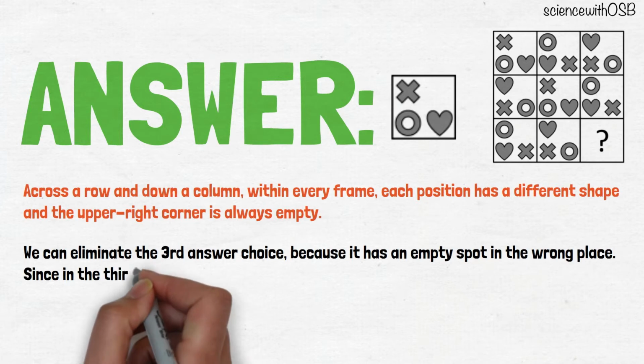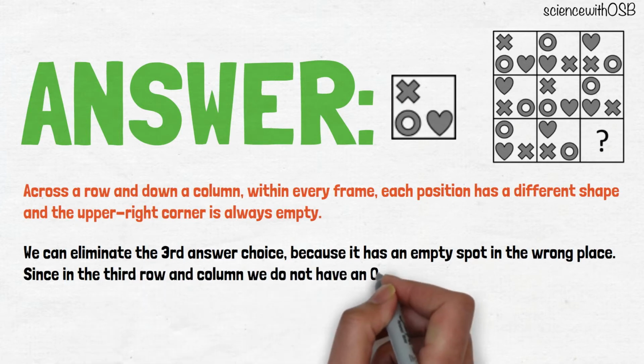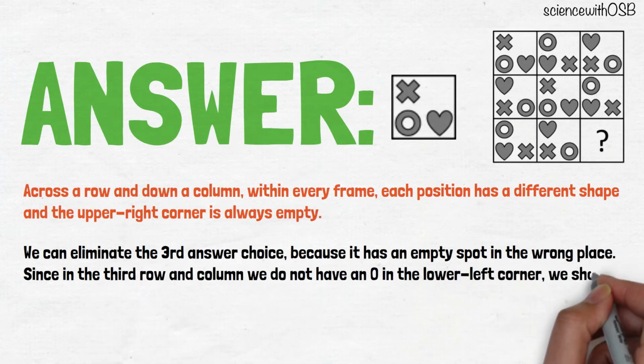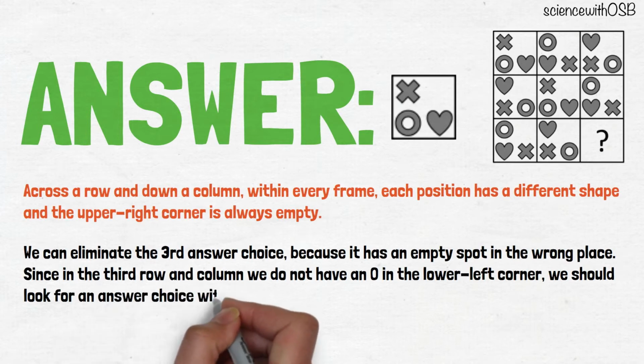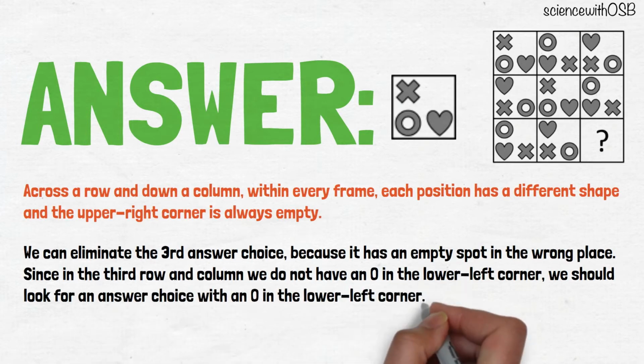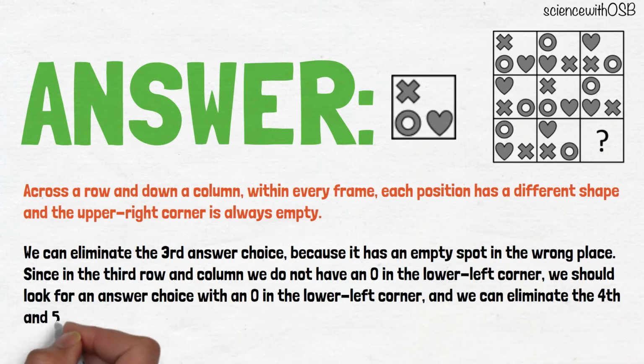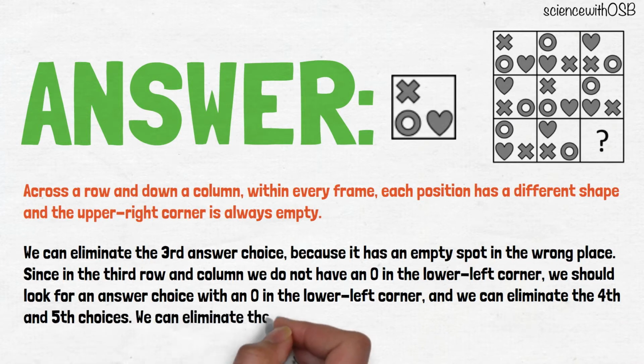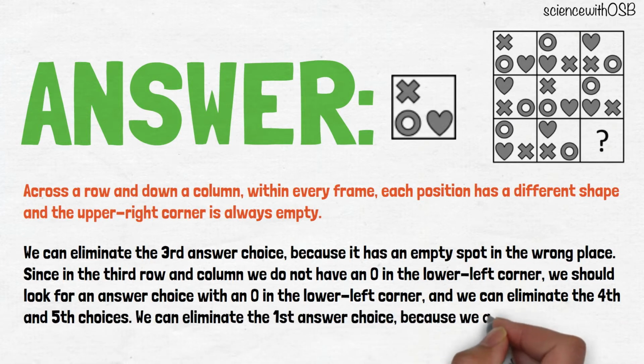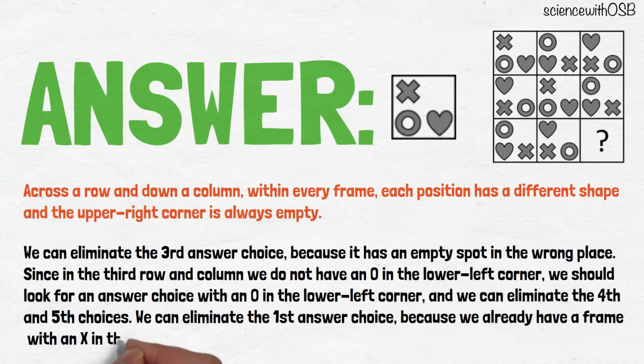Since in the third row and column we do not have an O in the lower left corner, we should look for an answer choice with O in the lower left corner, and we can eliminate the fourth and fifth choices. We can eliminate the first answer choice because we already have a frame with an X in the lower right corner.